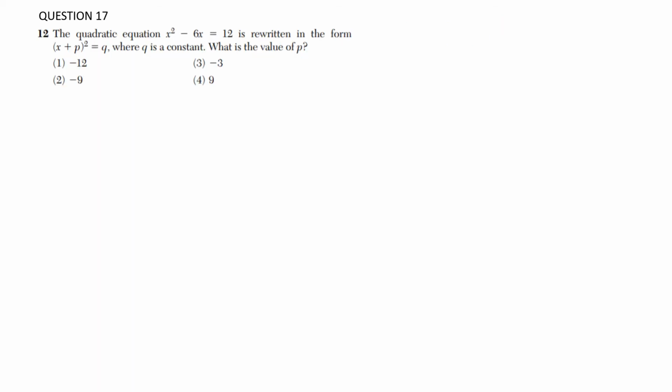So this question gives us a quadratic equation, x squared minus 6x equals 12, rewritten in the form (x plus p) squared equals q, where q is a constant, and it's asking us to find the value of p, which is here. Looking at it, we can see that it's very similar to vertex form. Just as a reminder, vertex form looks like this, where h and k are the vertex of the quadratic. Let's just do a random quadratic, and that would be this point over here.